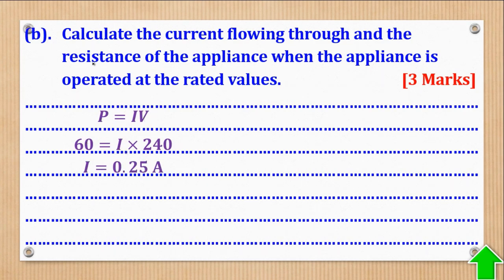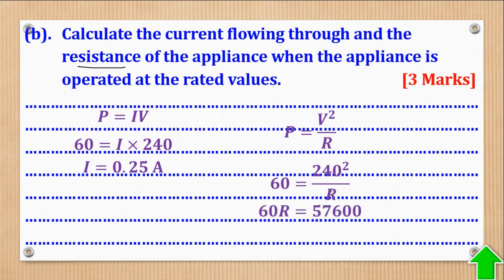Okay, but they also ask for resistance. So come and say that power is V squared over R. So I substitute for power and voltage and make R the subject. So when I cross multiply, this goes this side to come up with this. Then this squared gives you that, and make R the subject to come up with 960 ohms. And that's what they wanted.